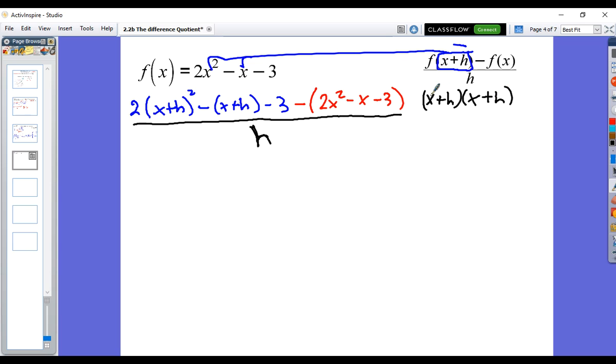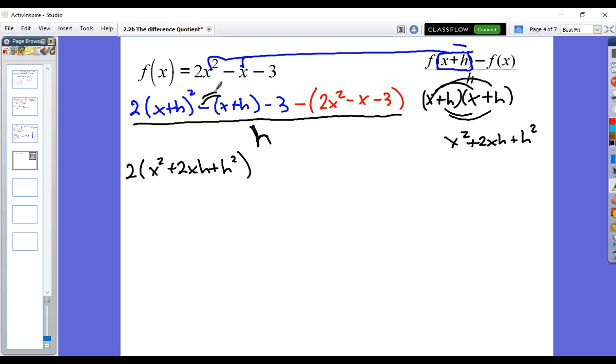That's what we're saying. So we're going to multiply. We're going to distribute these right here to each other. That gives us the equation x squared plus 2xh plus h squared. Once you multiply and simplify, that's what you get. So we're replacing this with that. So we now have 2 parentheses x squared plus 2xh plus h squared. All right. And then we're going to distribute this negative through. So it'll be minus x minus h minus 3, and distribute this negative through. Minus 2x squared plus x plus 3 all over h.